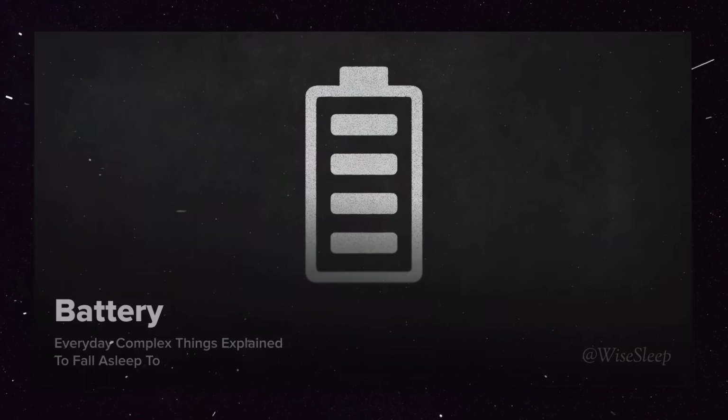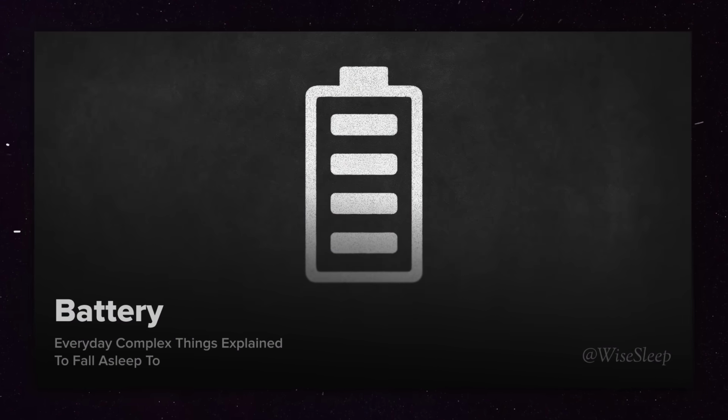Battery. You use a battery every time you turn on your phone, remote, or laptop. It's a small object with one job, storing and delivering energy when you need it. A battery is a container that holds chemical energy and turns it into electricity. Inside, there are typically two materials, called electrodes, and a liquid or gel between them called an electrolyte.